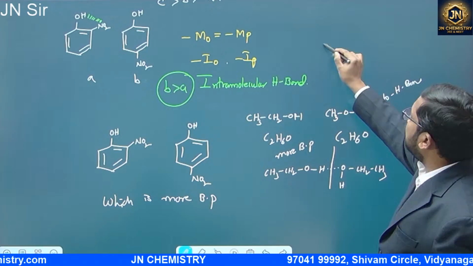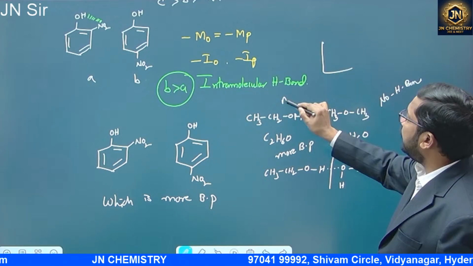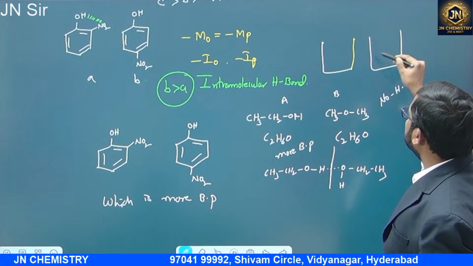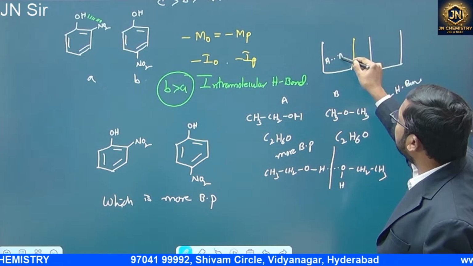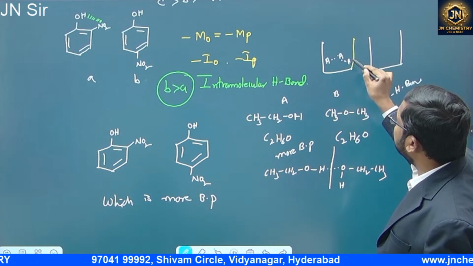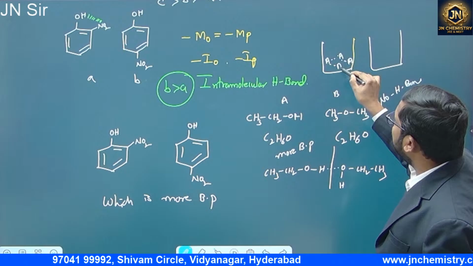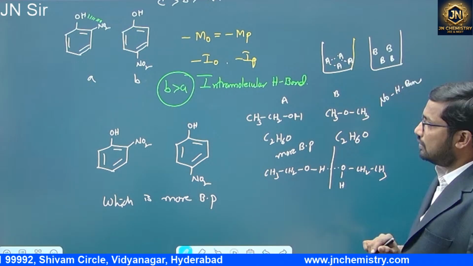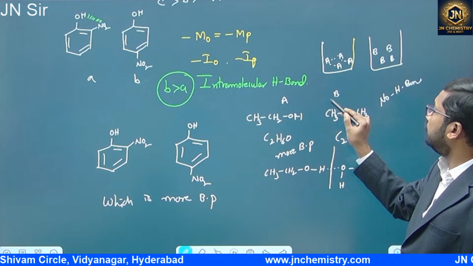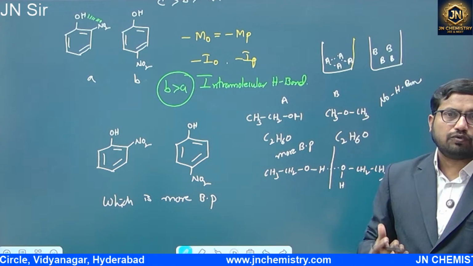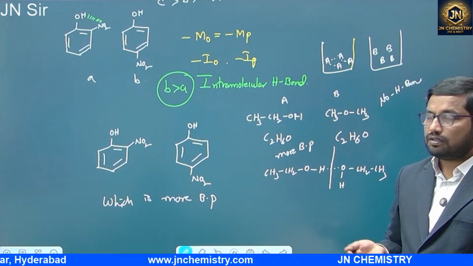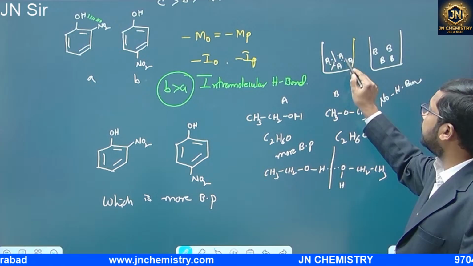Try to understand. Ethyl alcohol, imagine this is A, this is B. Here in A, all molecules are interlinked with hydrogen bonding. B is isolated. So where do we need to use more energy to evaporate, to reach the boiling point? Here we need more, because we need to break the bonds, right?